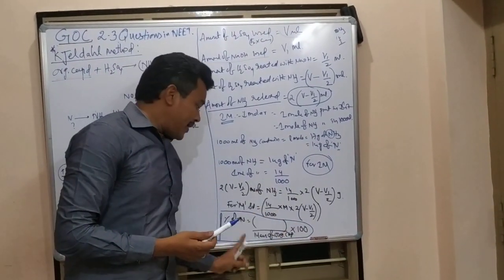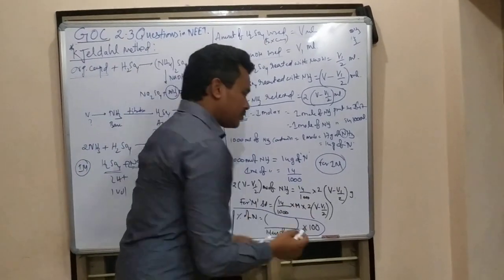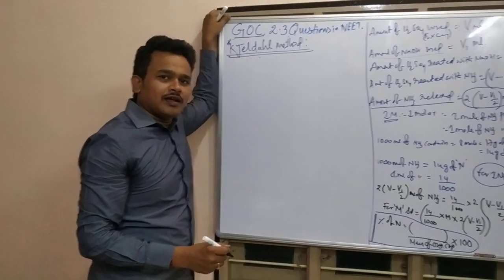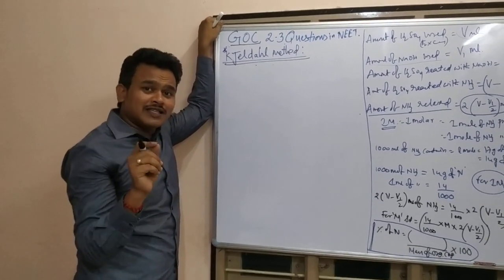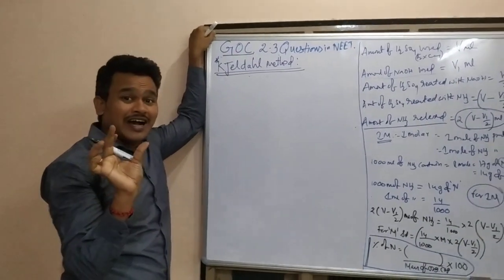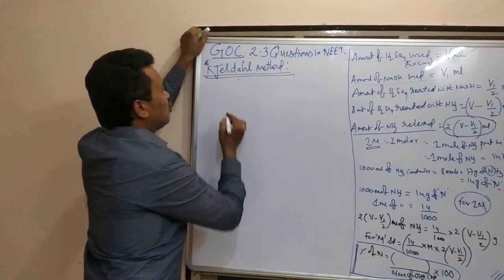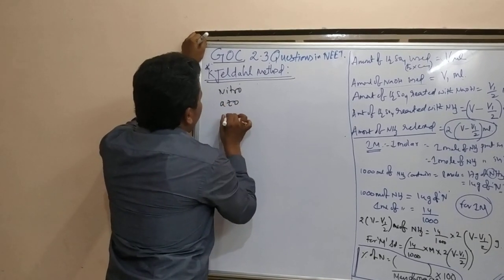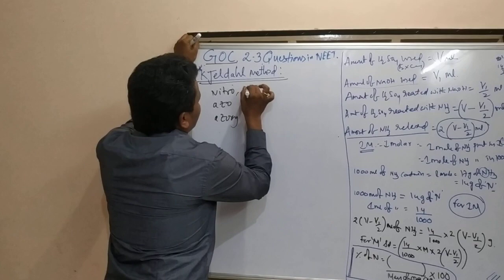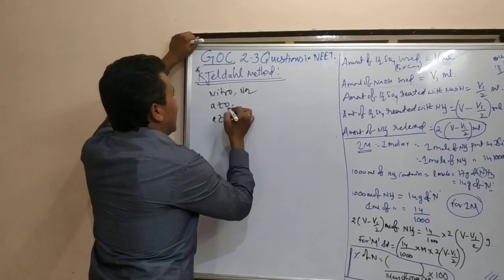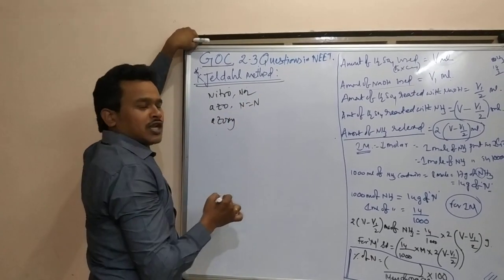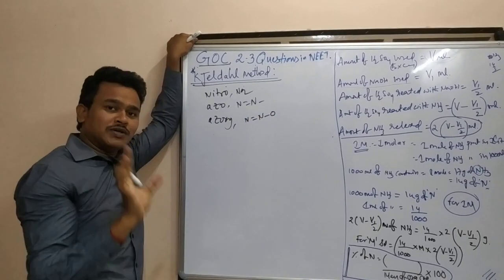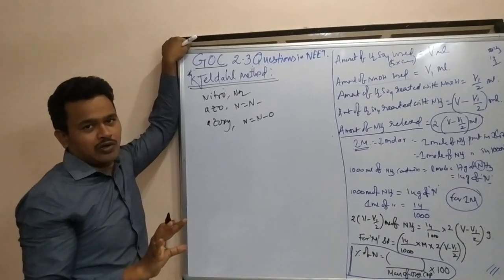This is the percentage of nitrogen, and there are some more points here. This method is not applicable to compounds containing a nitro group, azo group, or azoxy group. Nitro means the NO2 group is there, so this method is not allowed. Azo, N double bond N, this type of thing means not allowed. Azoxy, N double bond N and O, if this group is there, not allowed. Why not allowed?